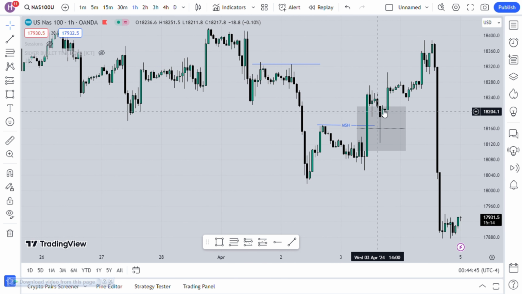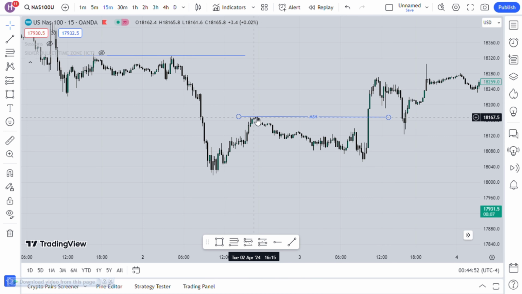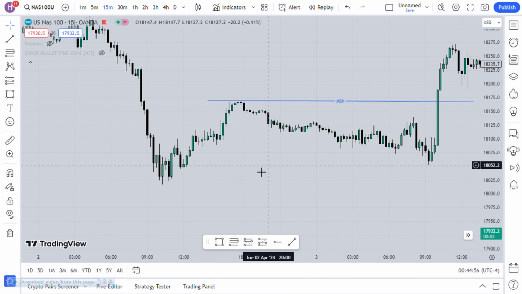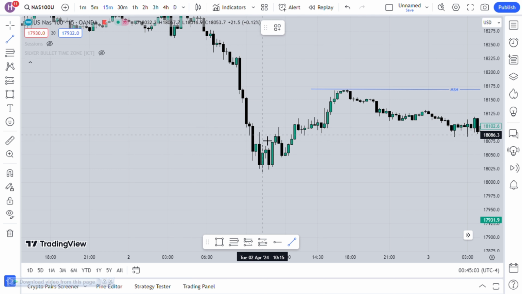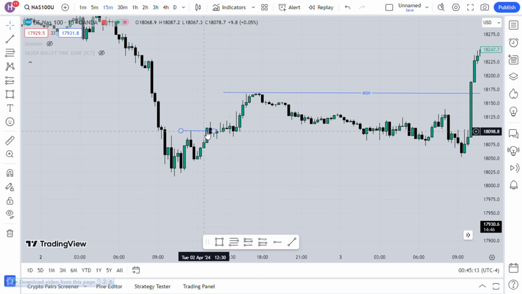This is the 1 hour market structure shift that we saw, but with this we can see another nice market structure shift that happened on the 15-minute time frame here. This is the low. This is a new high that formed and it was broken here. A nice market structure shift that formed here. You see, there was a nice market structure shift. It left a nice fair value gap here, and the market rallied up.